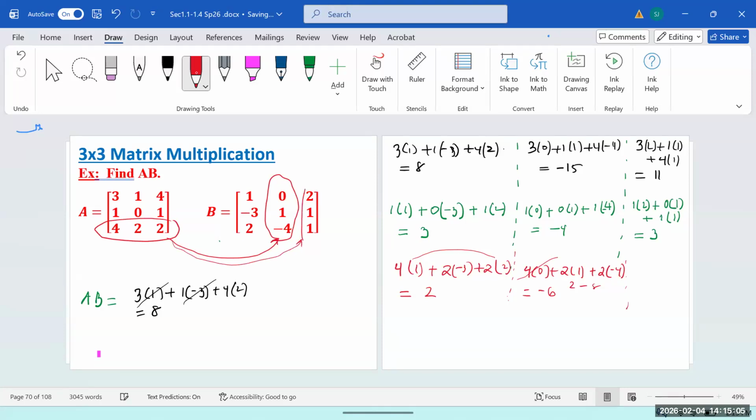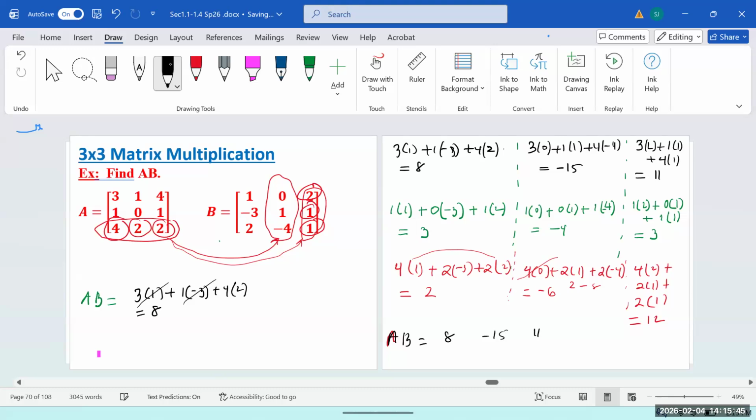So you go to the third column and do the same thing. So 4 times 2, 2 times 1, and 2 times 1. How much is the total? Would that be 12? Perfect. Now I'm just going to write all these numbers down nicely. We have 8, -15, 11, 3, -4, 3, and then we have 2, -6, 12.